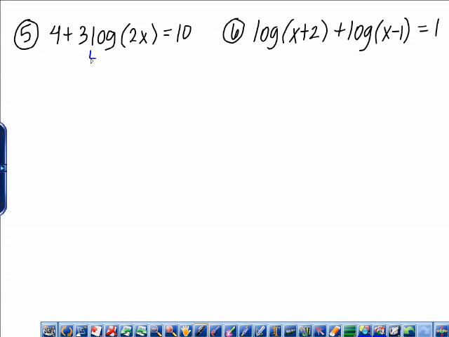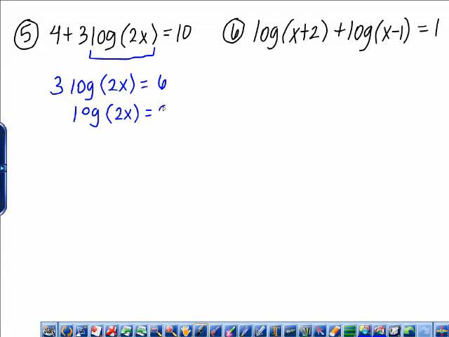Our first step would probably be to isolate the log. So I'm going to subtract the 4. That's going to give me 3 log of 2x equal to 6. I'm going to divide by the 3. That's going to give me log of 2x equaling 2. And now I have a log, and it's not obvious what the answer is right now, so I need to exponentiate. I need to write this as an exponent.